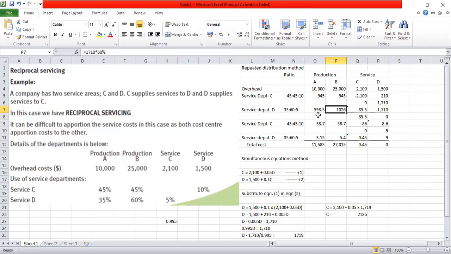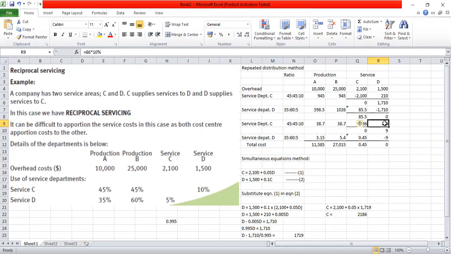So here it is 1,710 into 60%, 1,710 into 5%. Earlier C became 0. Now it received 85.5 from D. Earlier, whatever was there, it was already charged. Now it has again received from D. Take this 85.5 and charge it to A. So 85.5 into 45%, 85.5 into 45%, 85.5 into 10%.